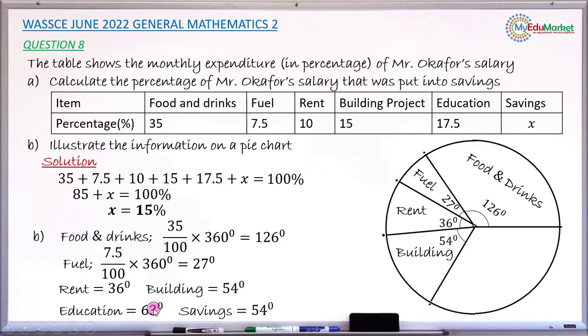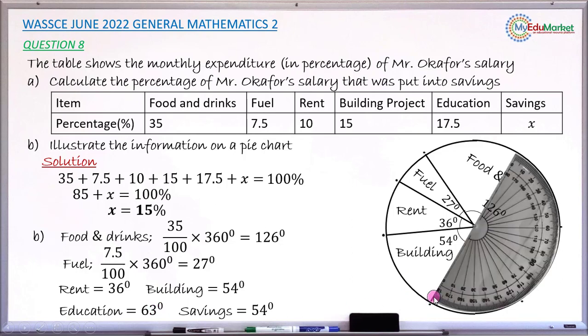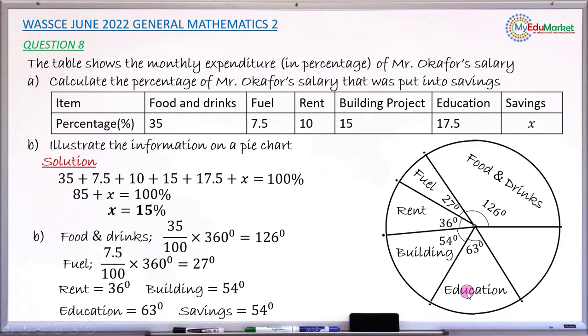So next is education, angle 63 degrees. Put the protractor back again, measure angle 63 degrees. This is the point. Remove it, draw a line, and you now mark the angle and name that very sector education. So the last sector that remains is for savings, which is angle 54 degrees. If all your measurements are correct, even if you measure this last angle, it will give you 54 degrees. So you just mark it and name it savings. So your pie chart is now complete, and that answers the two questions A and B.